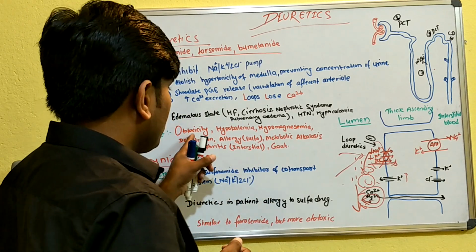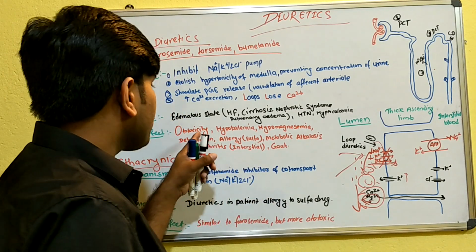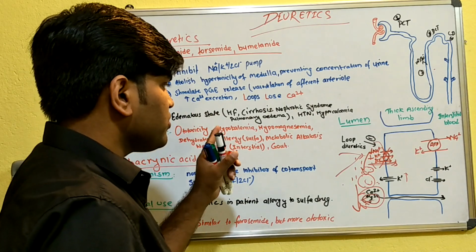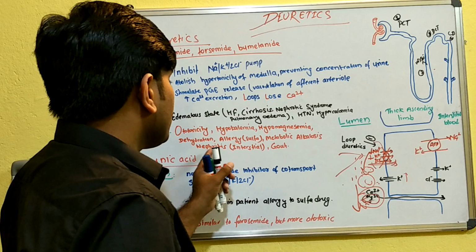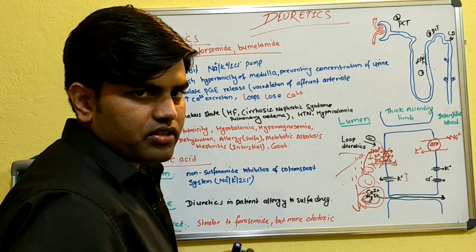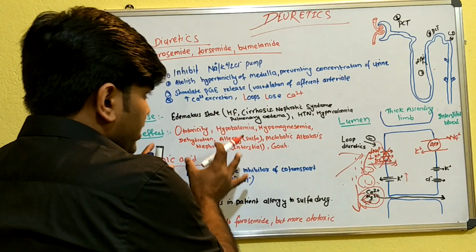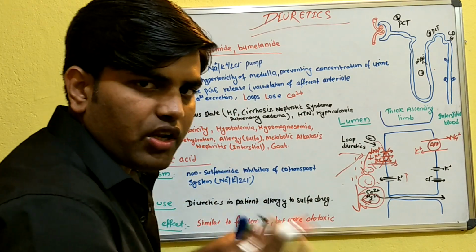Then you know that the furosemide group of diuretics causes ototoxicity. There is dehydration. These sulfa drugs can cause allergy. There will be metabolic alkalosis, interstitial nephritis and clots. These are the side effects of your loop diuretics. Let's begin with the mechanism. Read it once and then we'll understand.